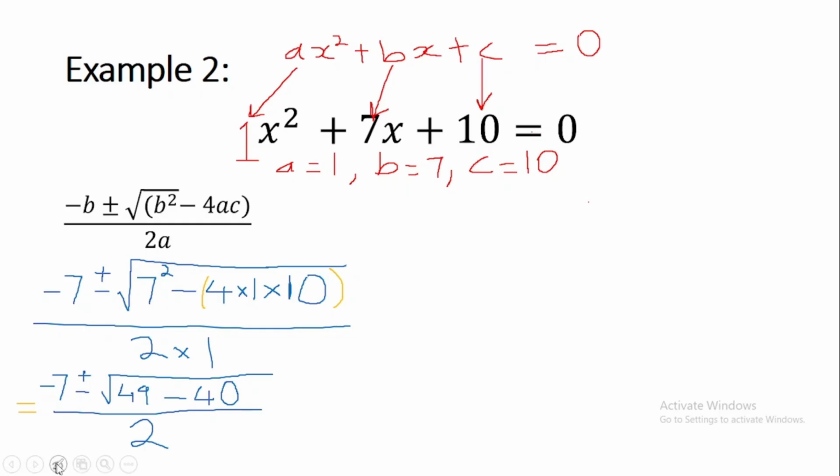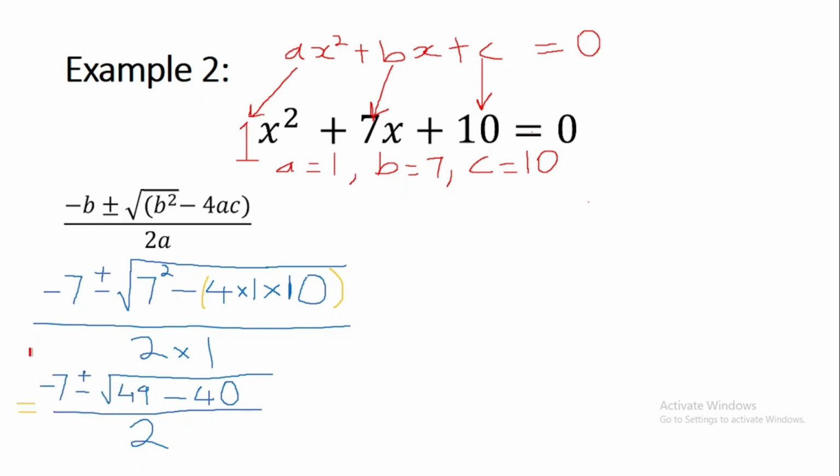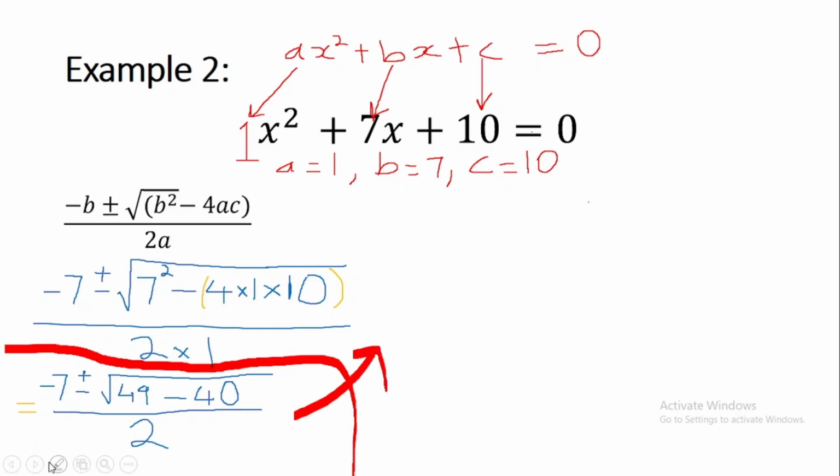Alright, so now that we have that right there, please note that this is separate from above, so don't confuse it. It's going to continue above. So we're going to have now our negative 7 plus or minus the square root of 49 minus 40, that's going to be 9. So we're going to be left with 9 all over 2.